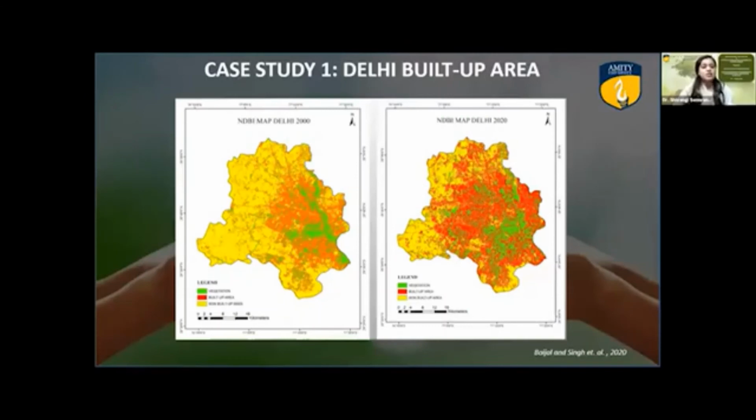So the first case study here is of our capital, Delhi. Here you can see the status of built-up area of Delhi over the period of 2 decades from 2000 to 2020. The areas highlighted in red are the built-up area, or you can say urban settlement area. How evident is the increase in the density of the settlement over the period of time? Delhi and its surrounding regions have attracted a large number of people, which has led to rapid transformation of its land use and cover pattern.